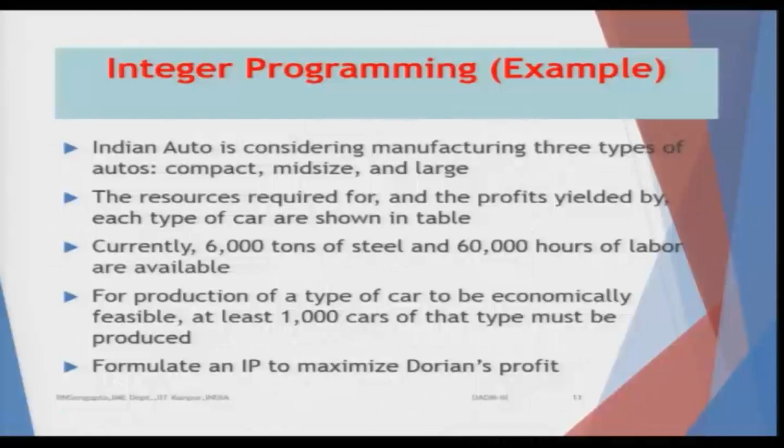Let us consider a second example. Indian Auto is considering manufacturing 3 types of autos: compact, mid-size and large. The resources required for and the profits yielded by each type of car are shown in a table. Currently 6,000 tons of steel and 60,000 hours of labour are available, which is under the jurisdiction of Indian Auto. For production of a type of car to be economically feasible, at least 1000 cars of that type must be produced. We need to formulate the problem as an IP maximization problem for the profit.